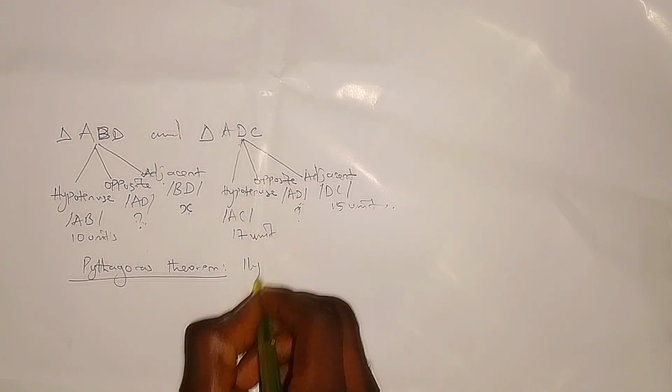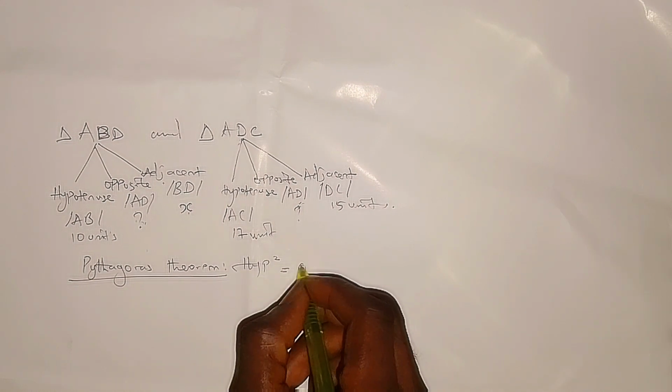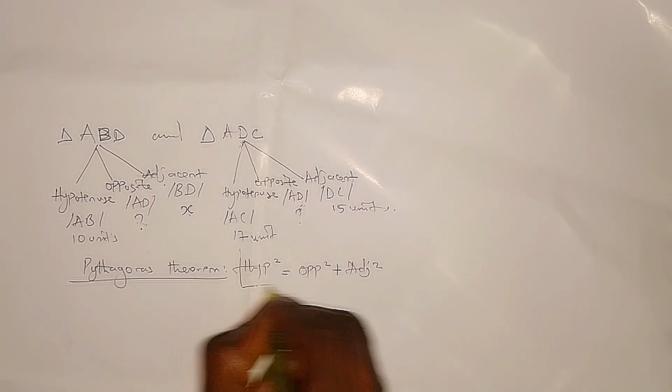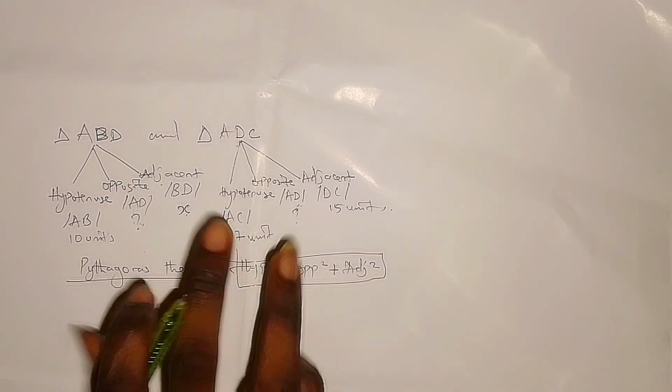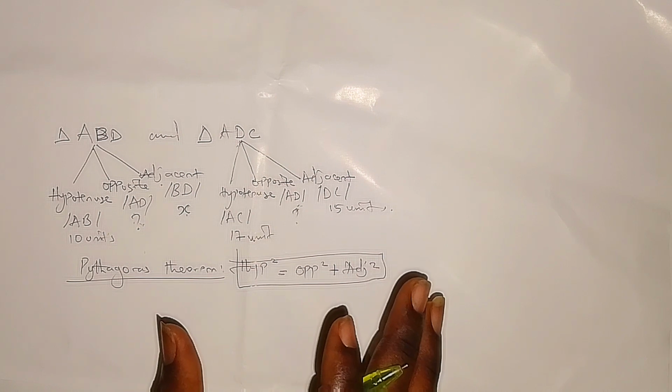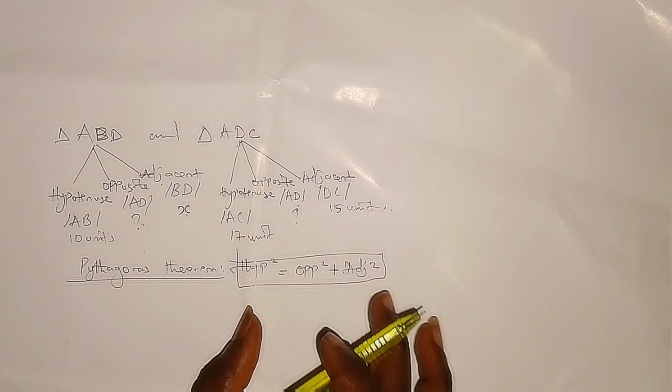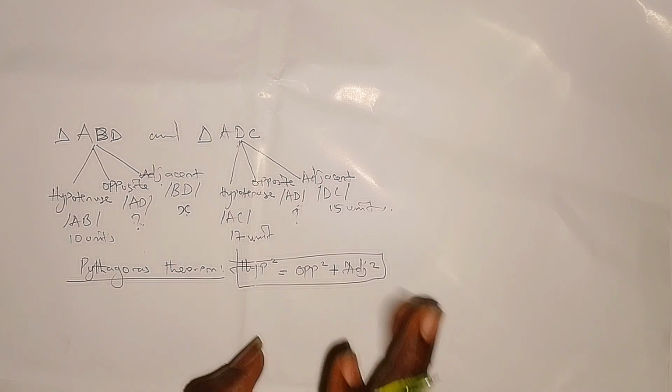Now, what does this Pythagoras Theorem say? It simply states that the hypotenuse square is equal to the opposite square plus the adjacent square. This is a simple, basic formula for solving any right angle triangle question. Or if you're given a right angle triangle question and they say you should find one of the sides, this is simply the relationship between the hypotenuse, the opposite, and the adjacent.